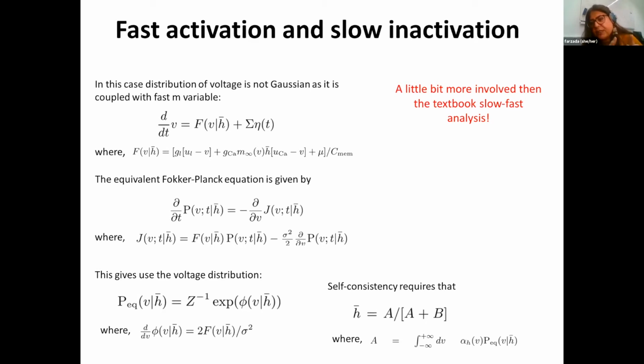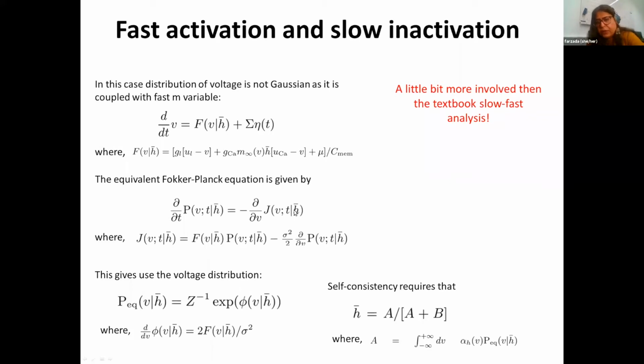Here, since the voltage is coupled to M, it cannot simply be a Gaussian function, because M has a nonlinearity that shifts the voltage distribution away from it. But you can still write the voltage fluctuation as a Langevin equation that has a drift and a diffusion, with a Gaussian white noise eta. For this Langevin equation, you can directly write the Fokker-Planck equation, which is the evolution equation for the distribution of voltage in the system, and J is the probability flux of the system.